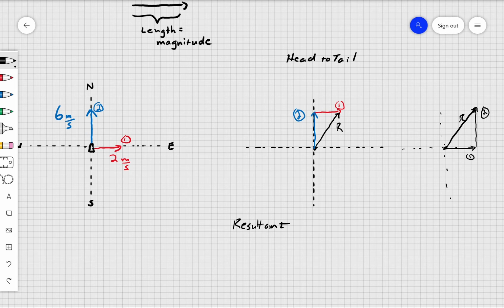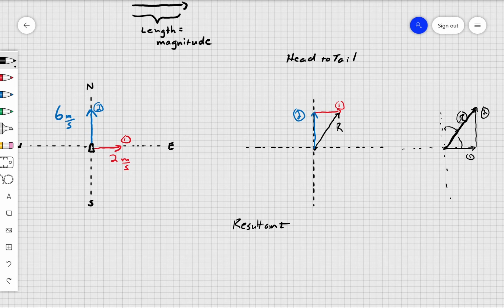So that's our resultant. Now, to do it graphically, you would want to measure the lengths, and if the lengths were properly scaled, then you could measure the length of this resultant vector here, and that would give you the magnitude of the resultant velocity. And then you could measure an angle to find direction from either of your primary axes.